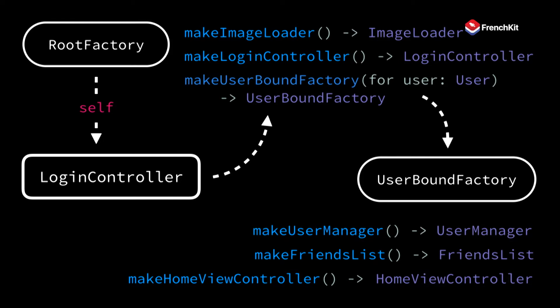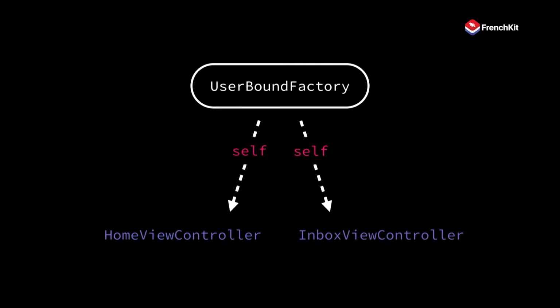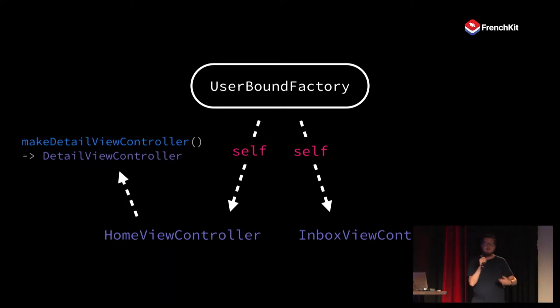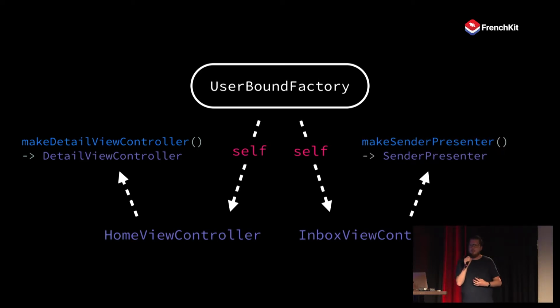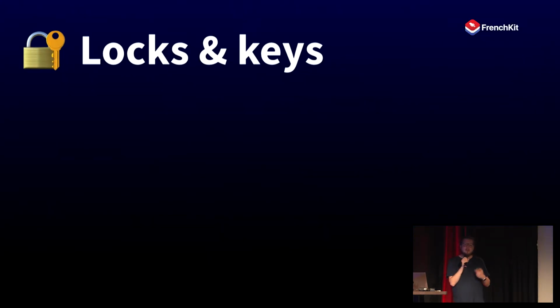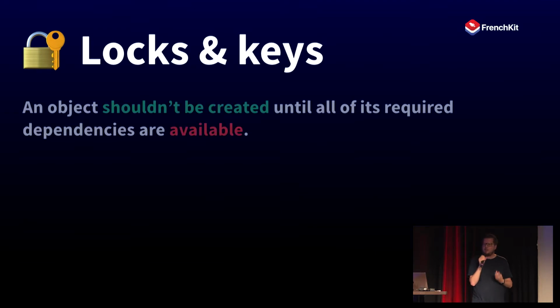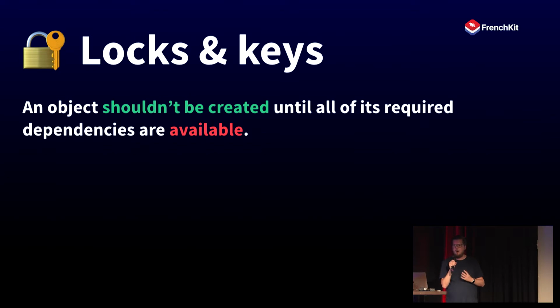And the cool thing is that we can continue doing this in multiple levels. Just like we had the root factory create a user-bound factory, that factory can keep creating other things as well. It can create a home view controller or inbox controller, and those things can keep making their own controllers and their own dependencies as well. And that way we can get rid of a lot of optionals that are not really optionals. So, locks and keys: the whole idea is that an object shouldn't really be created until all of its required dependencies are available.